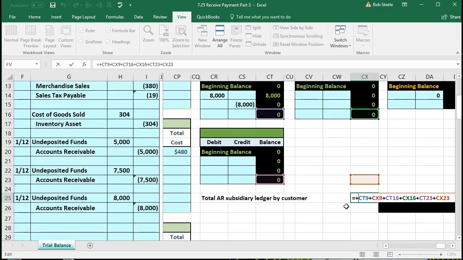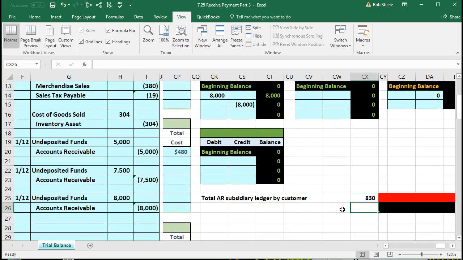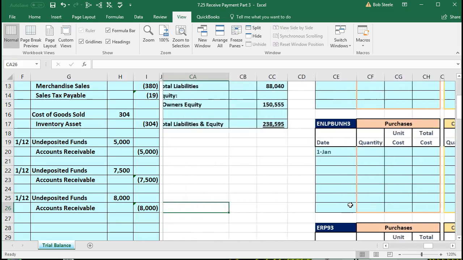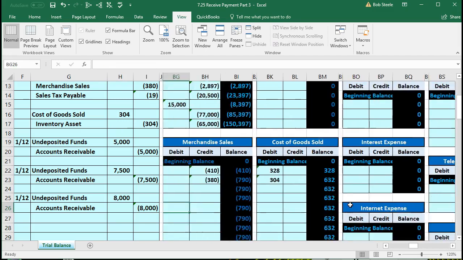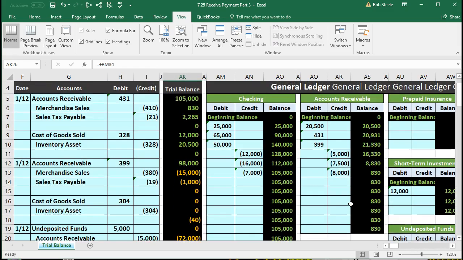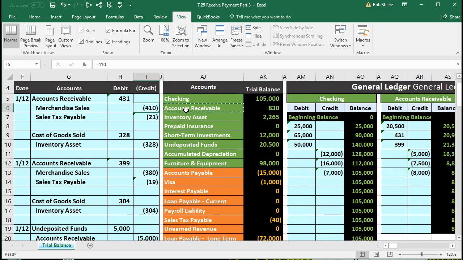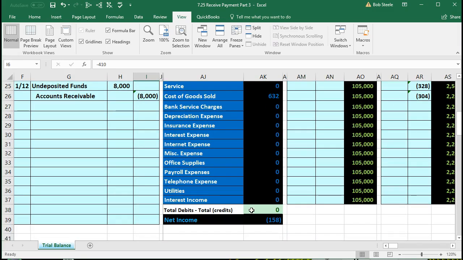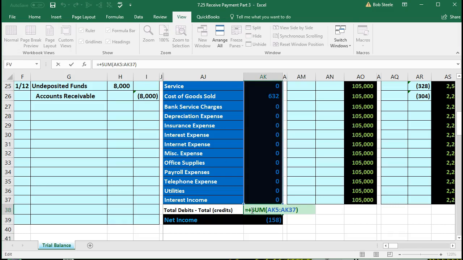If we add up all those accounts, then we total up to people owing us $830. Scrolling back over to our general ledger, we'll find that 830 in accounts receivable, most likely. There it is, 830. Hopefully we do, because if we weren't to find it there, it would be wrong. We also see it on the trial balance there, and those are our accounts. We'll scroll back down and see if we are back in balance. We're back in balance, meaning the debits minus the credits equals 0.